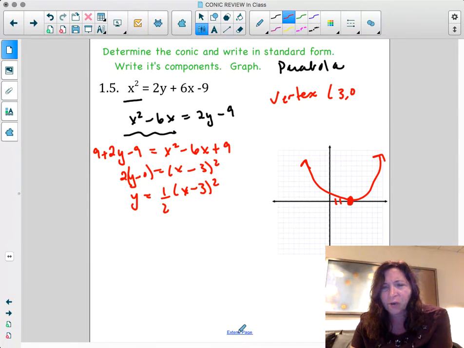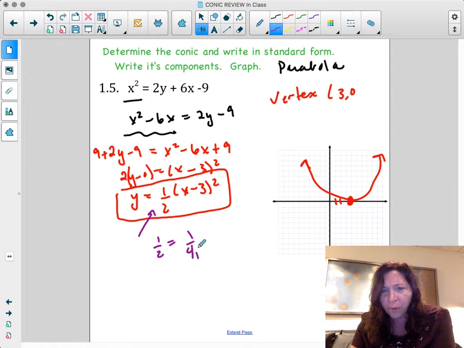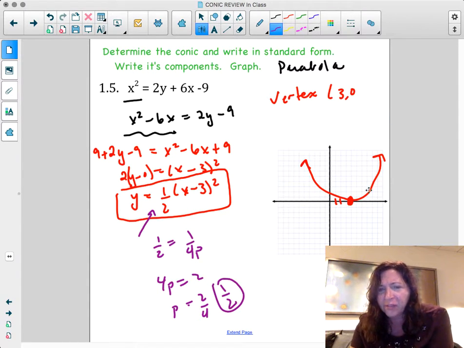So a couple of things you're going to need to put on here, like your focus point. And so remember, this is going to be in standard form. It means also that this value right here, 1/2, is equal to 1 over 4p. So 4p is equal to 2. So p equals 2 over 4, which is 1/2, which means that the distance from here to my focal point is 1/2.